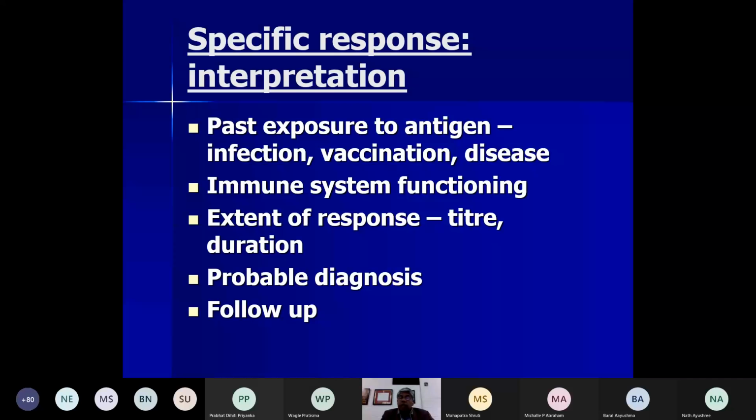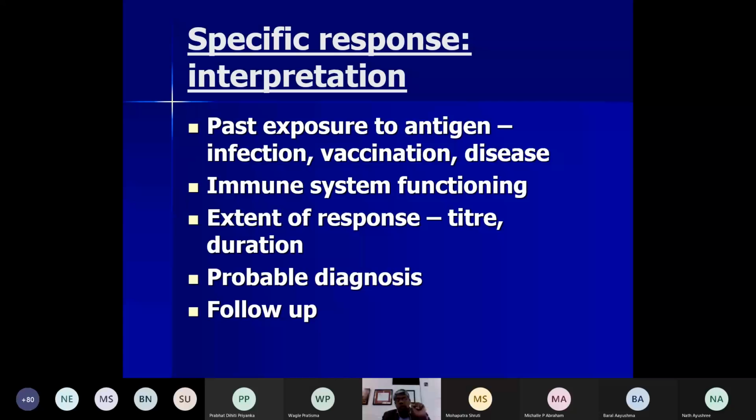Specific responses help us in follow-up of the patients. You take the specific response right now and you take it after 10 days. If you see that the response is increasing, that means most probably the pathogen is still in the body. If you see the response is decreasing, you can say most probably the body has got rid of the pathogen, and that's why the immune response is decreasing. So follow-up is very useful when we are looking at the interpretation of specific responses.